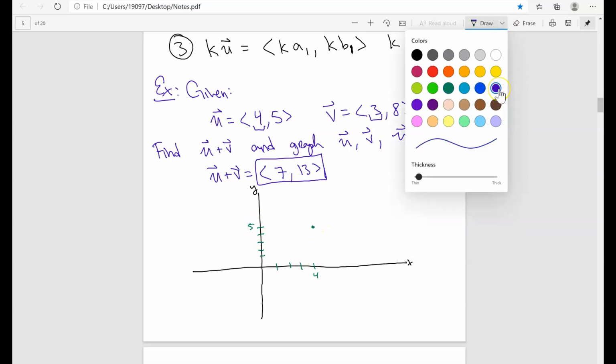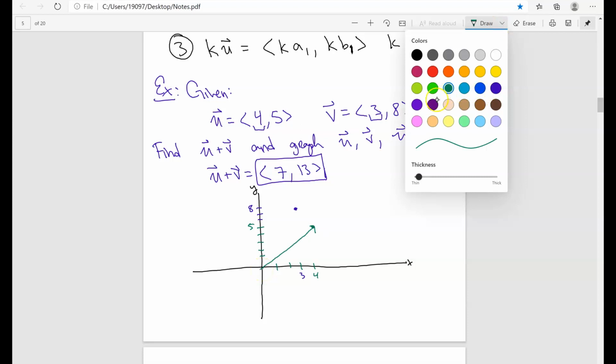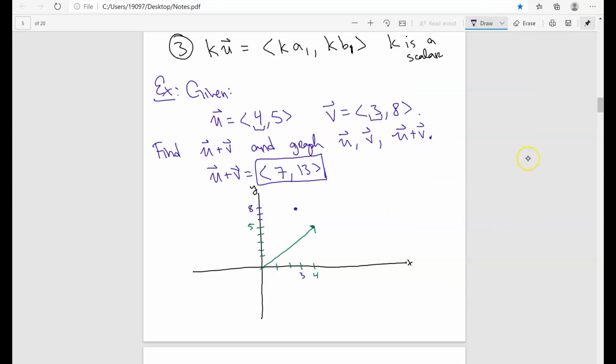Then you're going to have v. So v is going to be 3, 8. So this is 3, 5, 6, 7, 8. So this guy's going to be over here. So let me just draw the vectors. Okay, so I forgot the green one. So there's this guy, and then the other one is this guy. Okay, so this is vector u, and this is vector v.